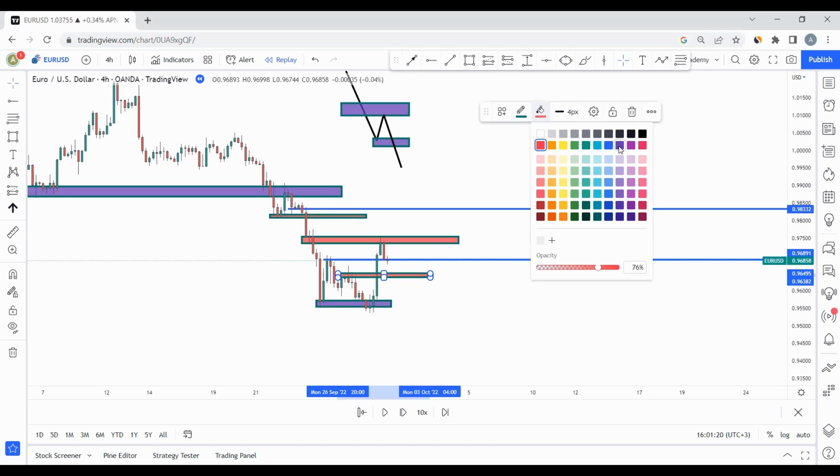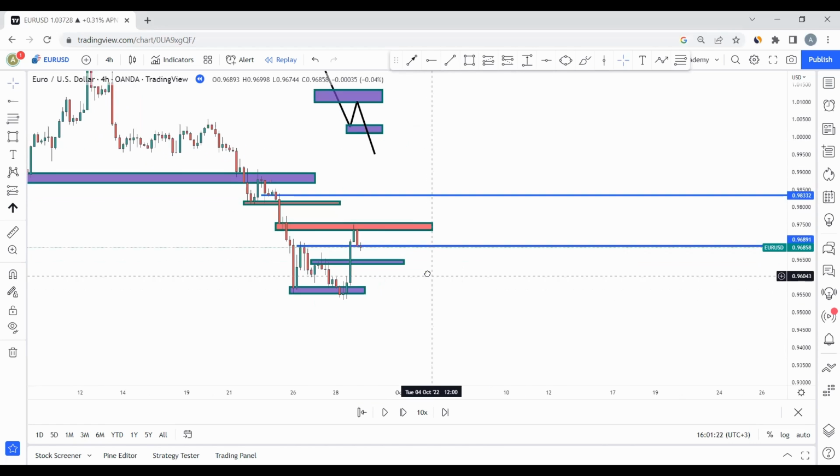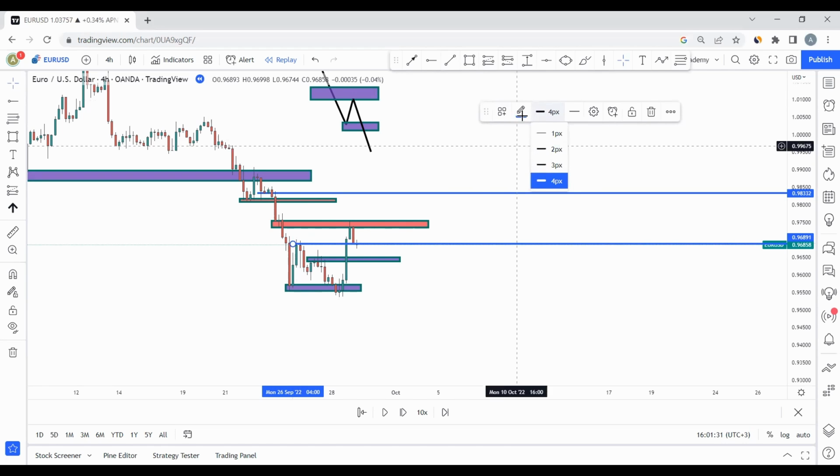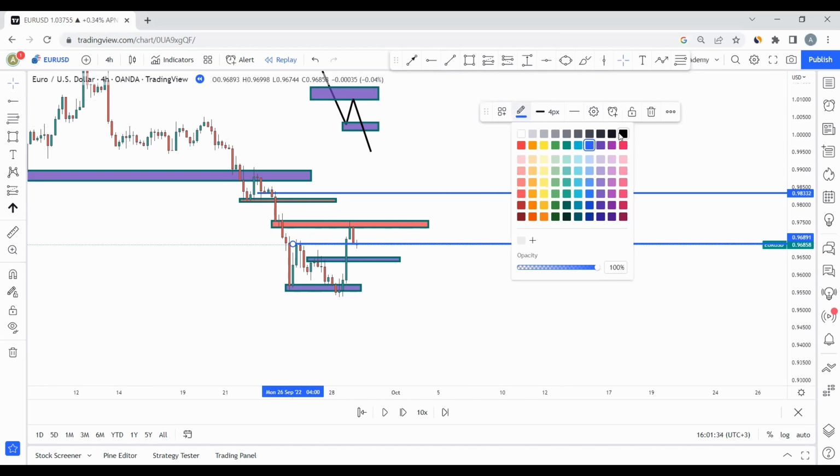The red ones are the ones that have not been tested, right? So we do have this level here, and also this one. Let me change it to black. Blue and red levels have not been tested, right? So I'll just change this one to black.